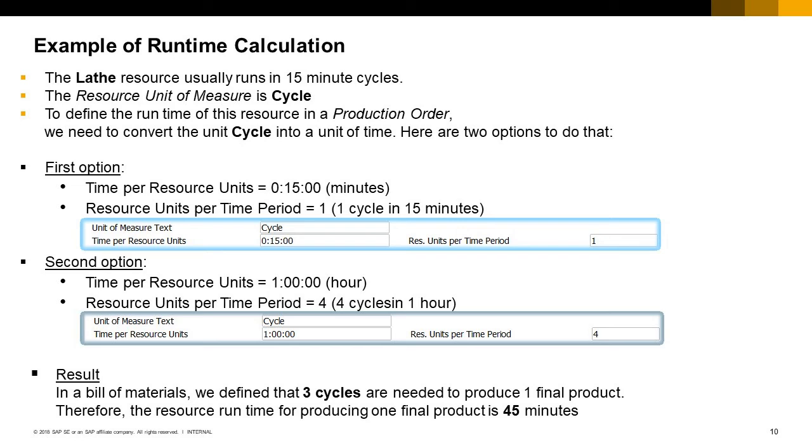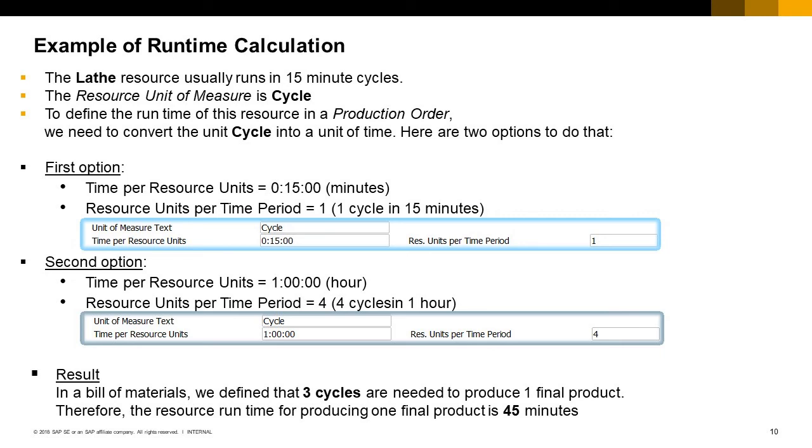To define the runtime of the machine in a specific production order, we need to convert cycle units of measure into time. The formula of the conversion between the resource unit of measure text, cycle, and time is as follows. When the time per resource units is 15 minutes, the resource units per time period equals 1 cycle. When the time per resource units is 1 hour, the resource units per time period equals 4 cycles. This setting allows us to calculate the runtime of the specific resource needed to produce the required quantity of the final product. In our case, 3 cycles of the machine are needed to produce 1 door.